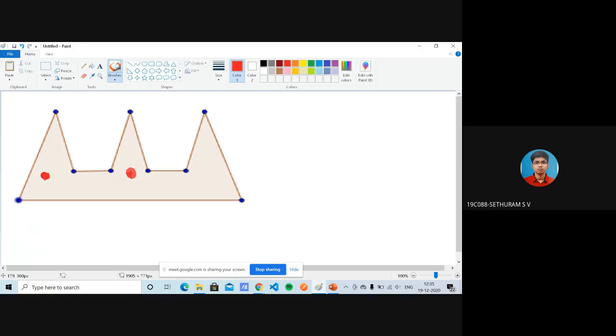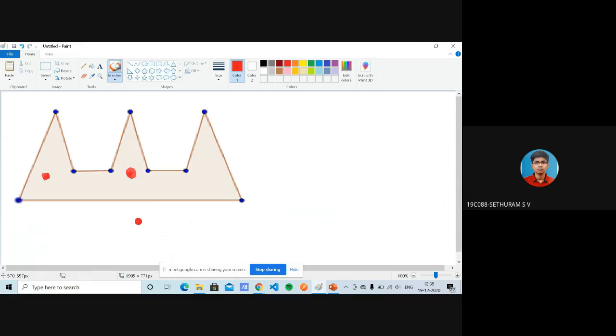So the only possible solution you can think of for this problem is placing a guard at every vertex of this polygon. As you can see, the blue dots represent the vertices of this polygon, and if you place the camera or guards at every vertex, the place will be secure. But that wouldn't be an optimal solution. That's where the solution of the problem comes to us.